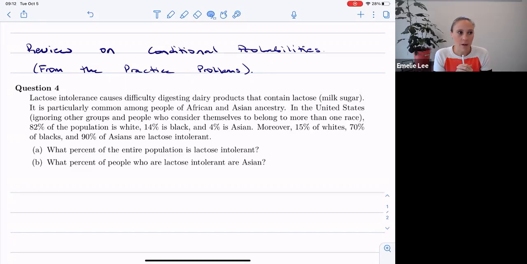So here's an example, and the easiest way to solve conditional probabilities, in my opinion, is with a tree diagram. Okay, so what I want you to get in the habit of is you're going to have some initial event, and that's your first set of branches. Okay. And then from that initial event, there's a second event, right?